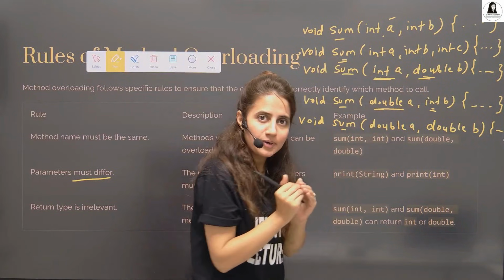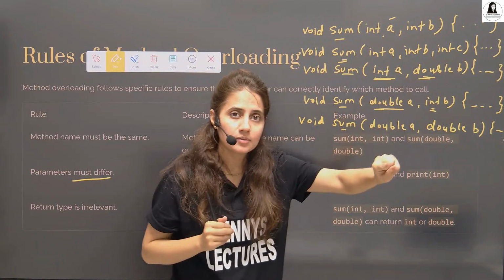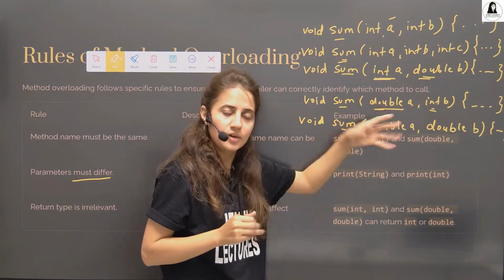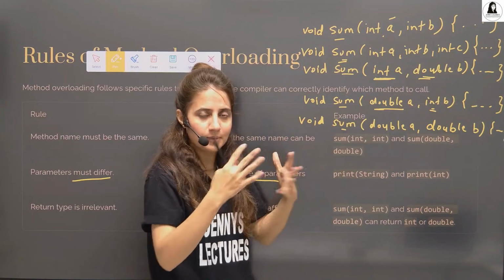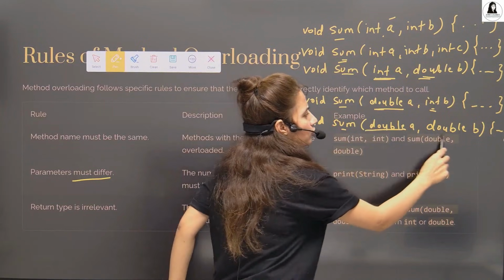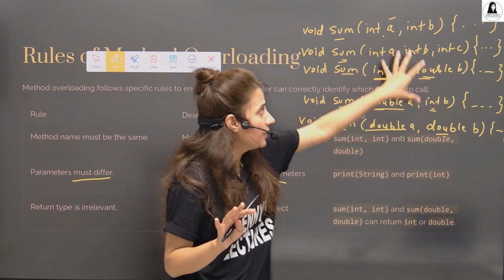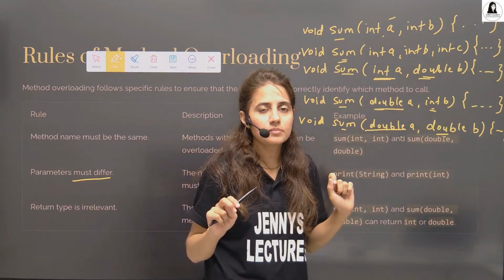In this one the first parameter is int, in this one the second parameter is int. In this one the second parameter is double, in this one the first parameter is double. So if the order is different, then also it will work. It is a valid method overloading. Here we are passing two, but double and double, two are different. Double and double, right? So the parameter list must be different.